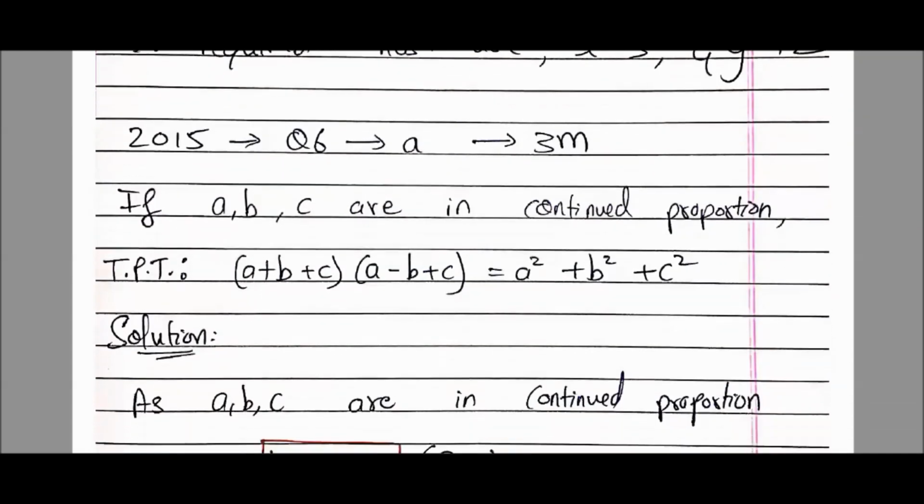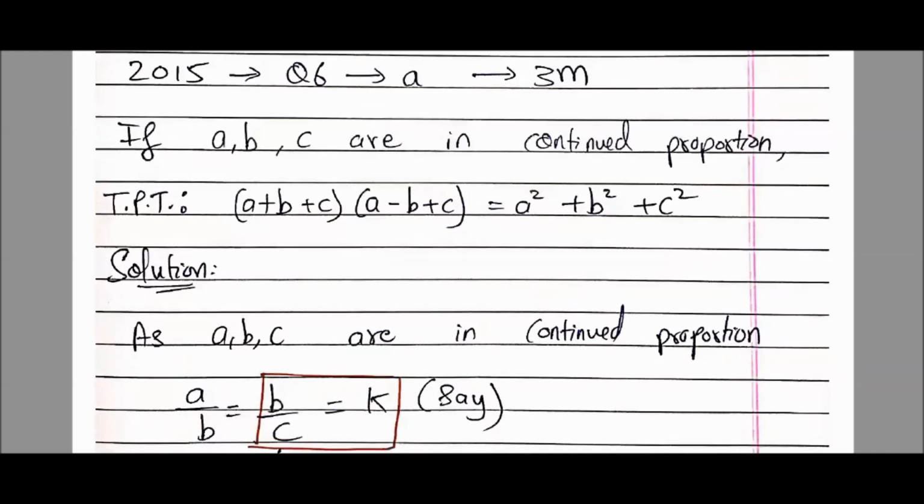It's of 2015. Question number 6, sub question A, carrying 3 marks. Nowadays, since last 7 to 8 years, we are observing such type of sums are coming. So please understand this. These types of sums can be solved by 2 or 3 methods, but the best and the easiest method is K method.